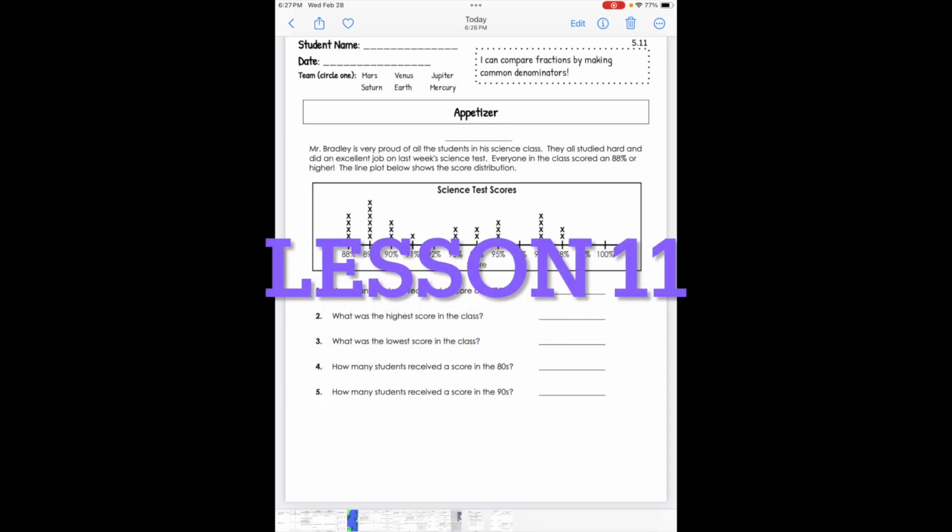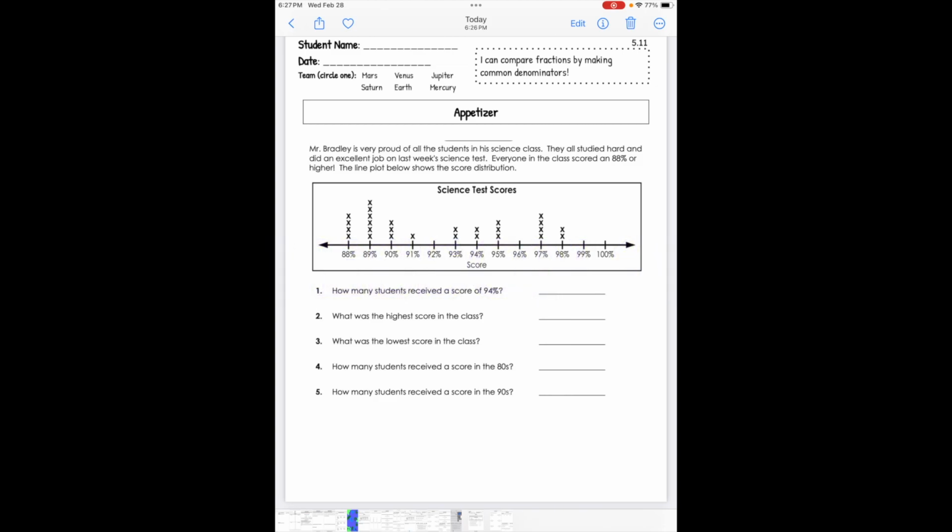Welcome to lesson 11. Go ahead and complete this first page of your math menu.